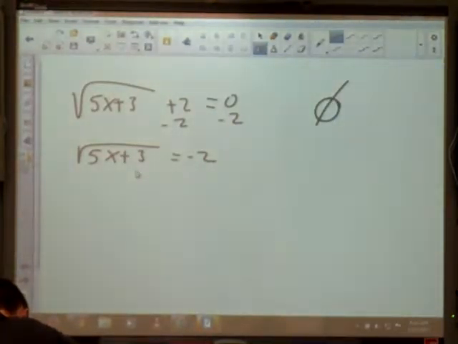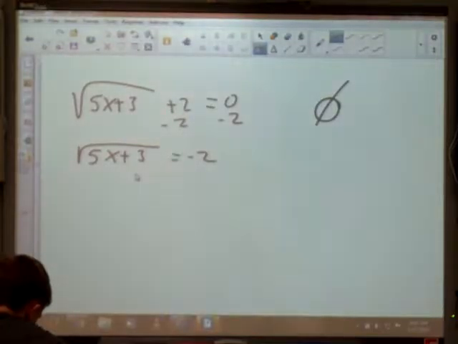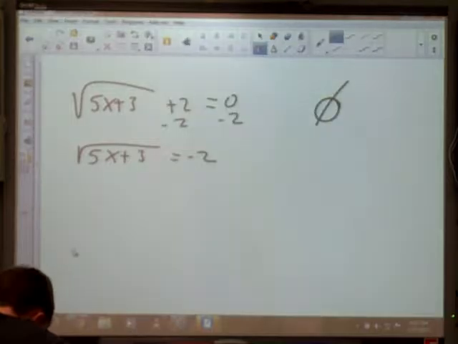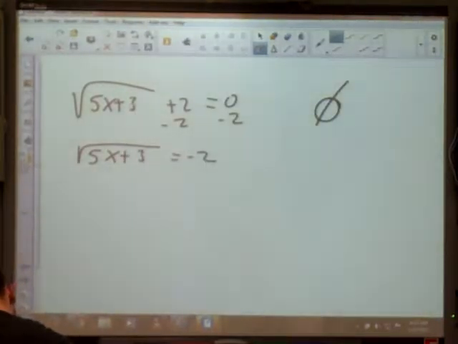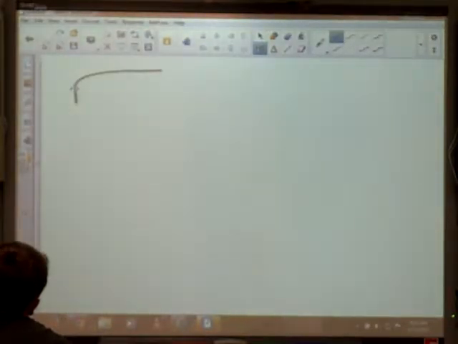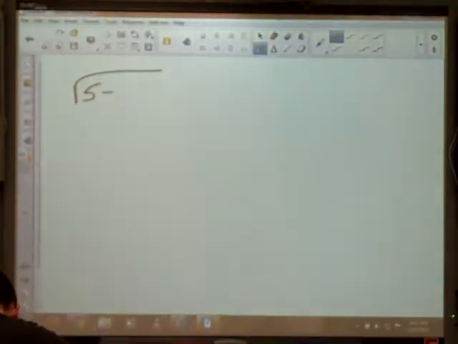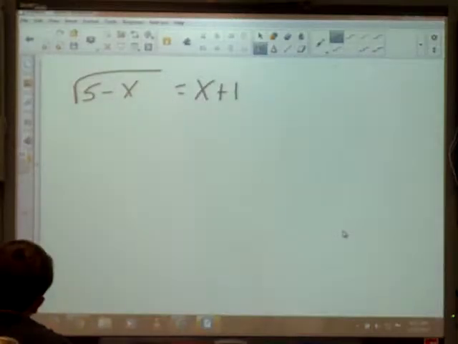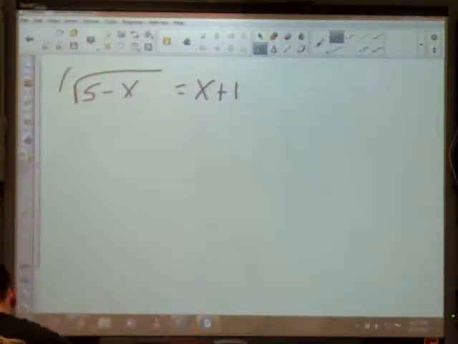Alrighty. This one says the square root of 5 minus x is equal to x plus 1. Okay, is that radical isolated? Is it the only thing on the left side? Yeah, so we're going to go ahead and undo it now.